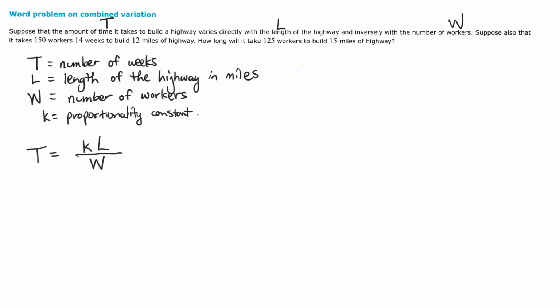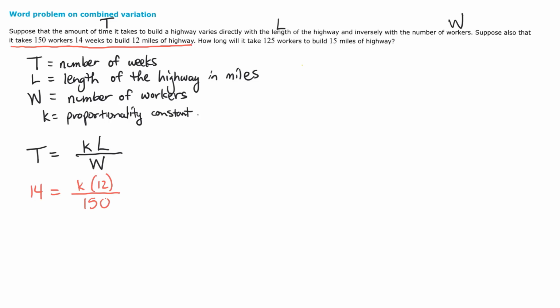Now I'm going to proceed to the second sentence. Suppose also that it takes 150 workers 14 weeks to build 12 miles of highway. It seems like each sentence is really another example. It takes 150 workers 14 weeks to build 12 miles of highway. What does that mean? So we put a 14 here is equal to K. The length of the highway is 12, and the number of workers is 150.